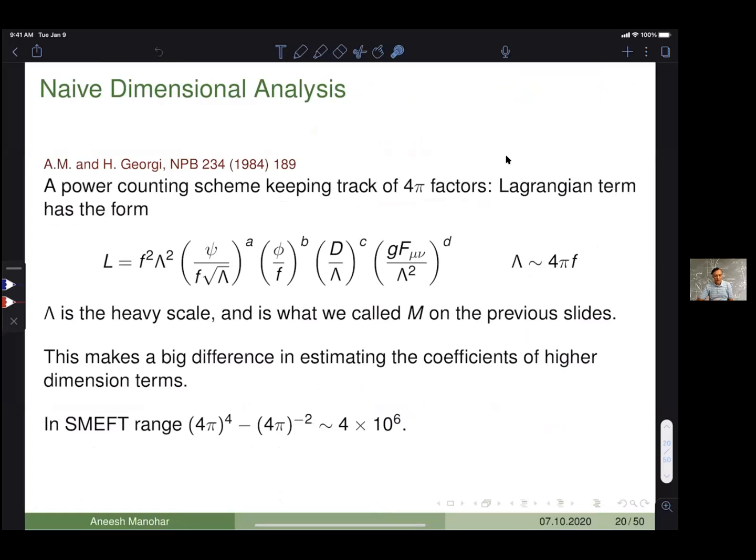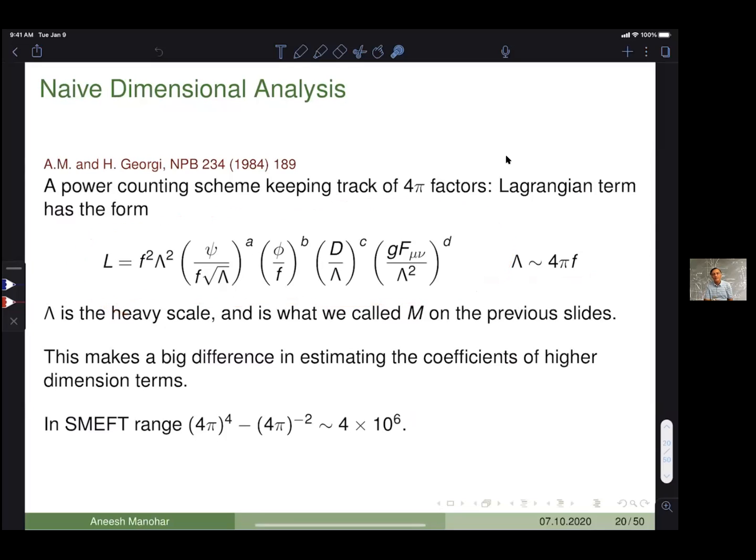Okay, one thing I did, which is what my thesis was on, was something which Howard Georgi and I called naive dimensional analysis, which was basically a scheme for keeping track of factors of 4 pi in addition to the scales. And this was based on Weinberg's earlier work of counting 16 pi squareds in loops. And we came up with a method which works for basically any field theory, which is given here, where you distinguish between lambdas and f's, which are related by 4 pi. I won't go through the details of the power counting formula, but we have a result like this.